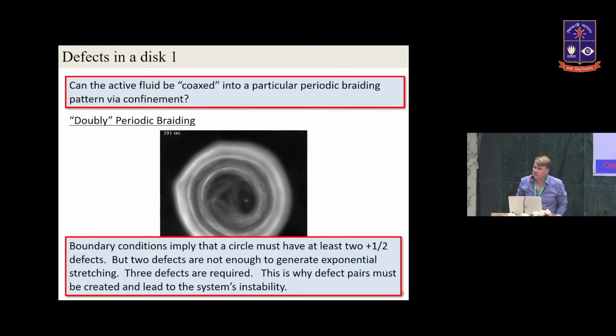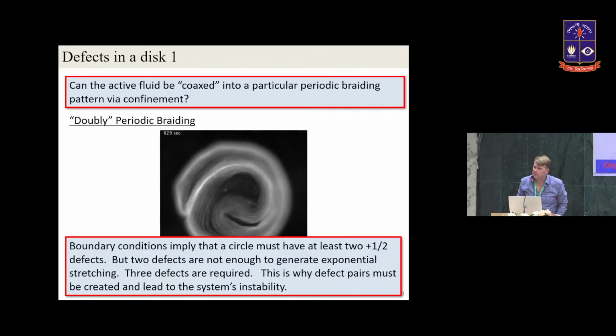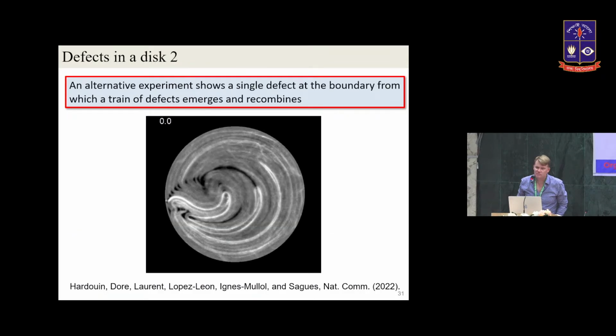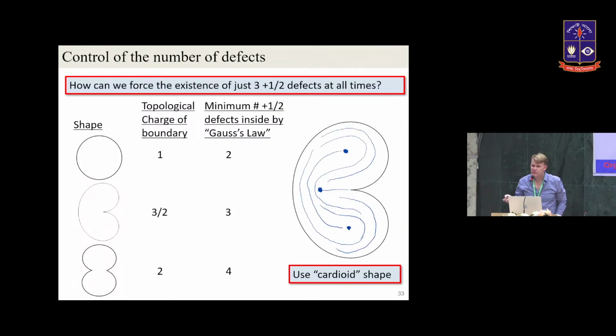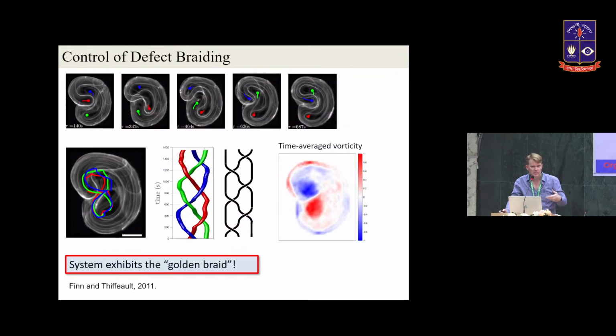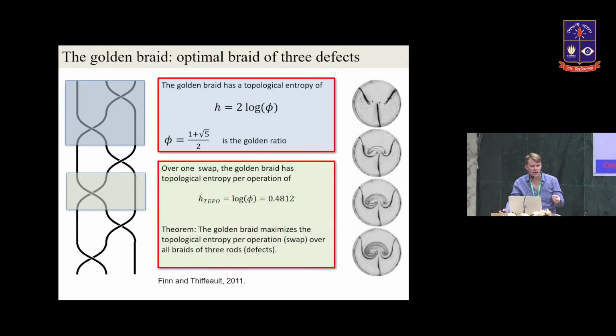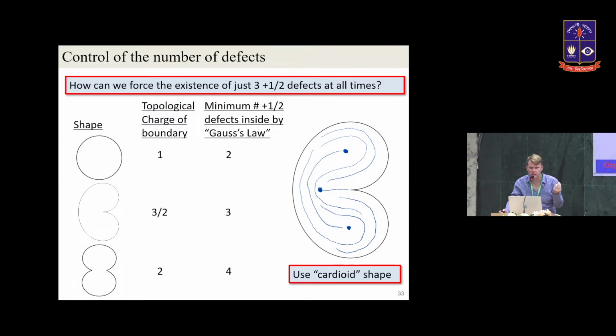Suffice it to say, there have been others who have studied active nematics confined to circles. I think in the interest of time, I'm going to skip over that. You can see the pretty pictures here. But I want to jump ahead to what we did, which is we were asking the question: can we get just purely periodic motion of defects in this active nematic system? And we know that's going to require us to have 3 +1/2 defects. That's the minimum number. So how do you engineer the boundary?